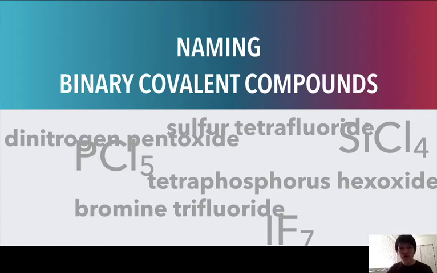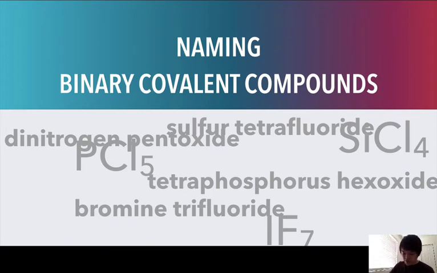In this video, we're going to go over how to name some binary covalent compounds. Binary means two, because there are only two different elements in each of these compounds. They're covalent because both of these elements are nonmetal elements. Okay, that's what binary covalent means.